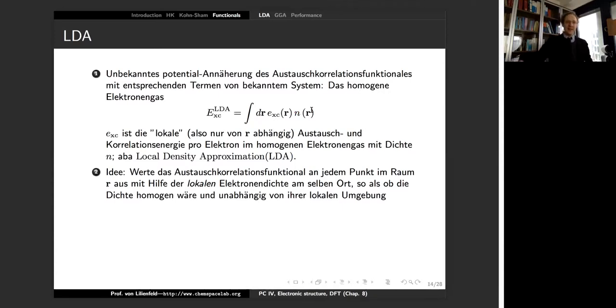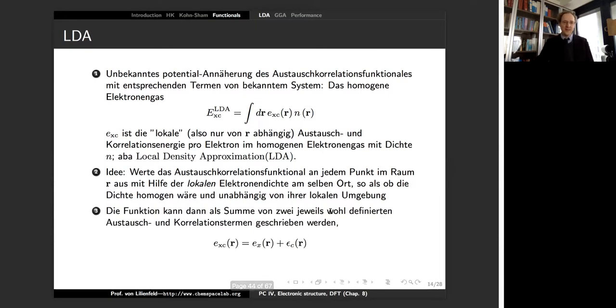So this is the idea, right? The values of this exchange correlation potential at every point in space R, you evaluate with the help of the local electron density at the same point, right? So we were pretending the electron density was homogeneous and independent of its local environment. And one can also show that you can actually write our E in terms of two contributions. So it's just a sum. One is the exchange and one is the correlation potential of the homogeneous electron gas.